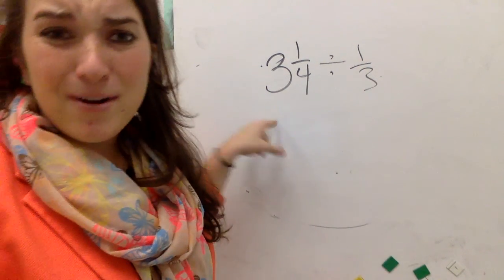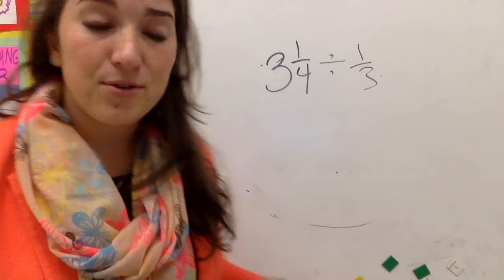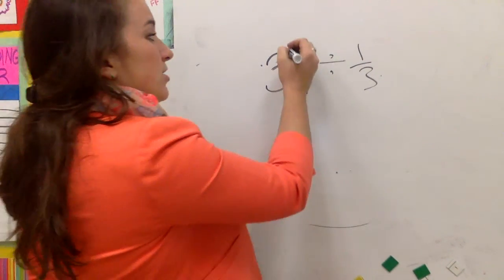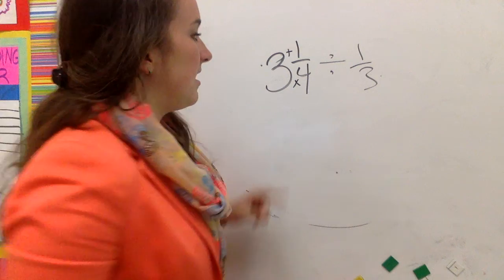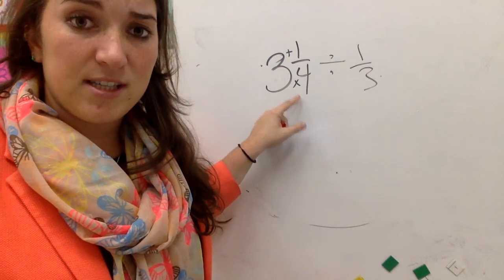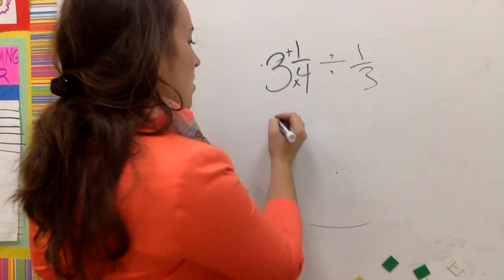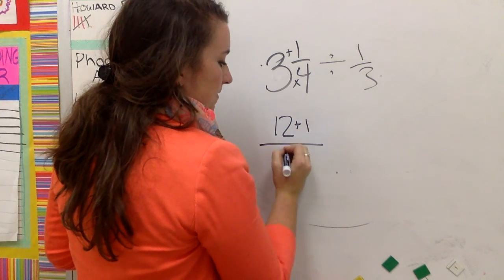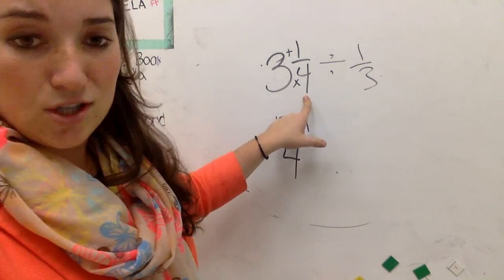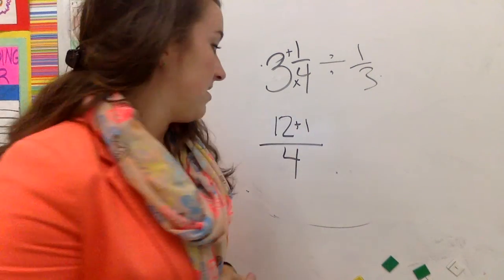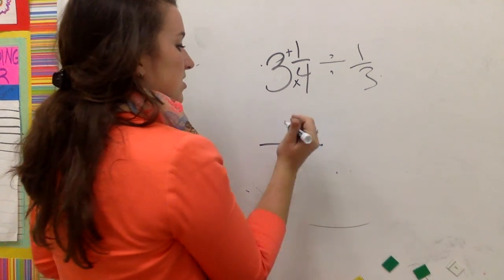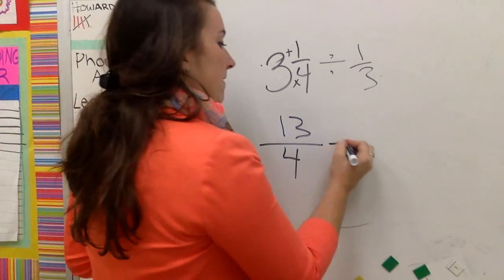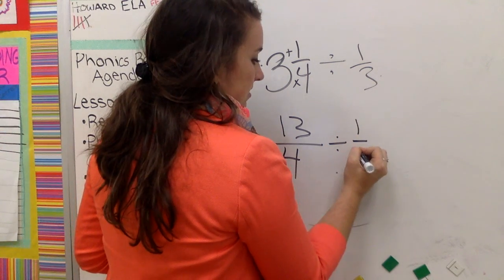All right, I have a number that's not a fraction, so I need to convert this mixed number to an improper fraction. So I'm going to squeeze in Texas, then do our whole number times the denominator, 3 times 4, which is 12, plus the numerator, which is 1 over 4. Because our denominator, 4, stays the same. 12 plus 1 is 13. So it's 13 over 4 divided by 1/3.